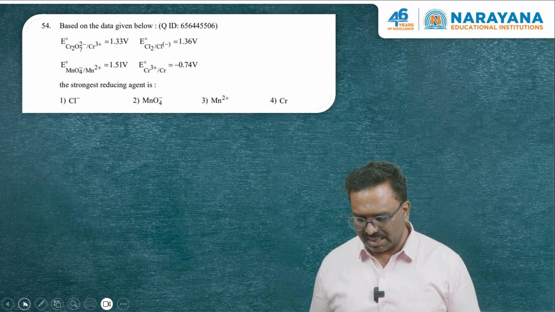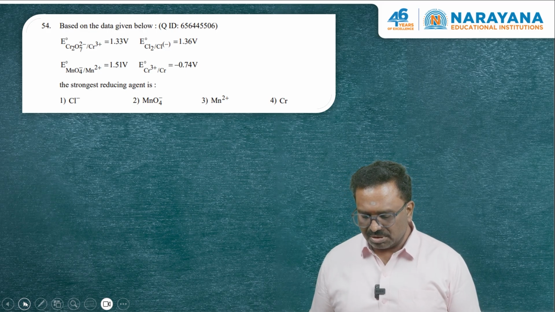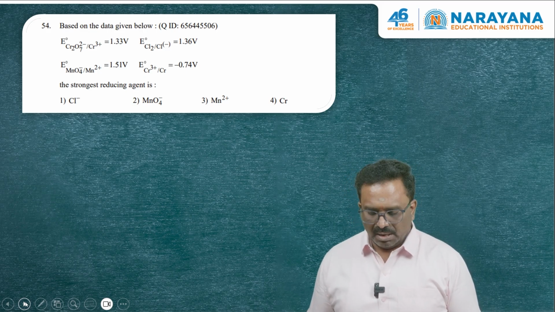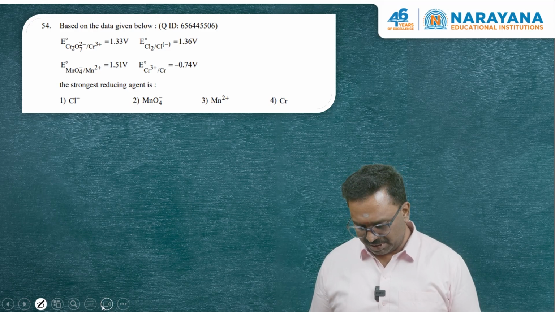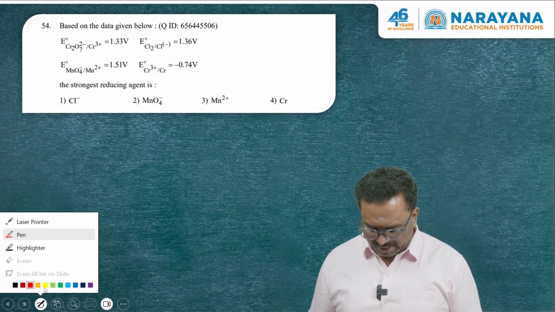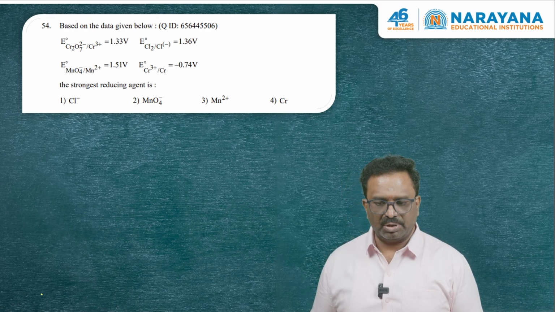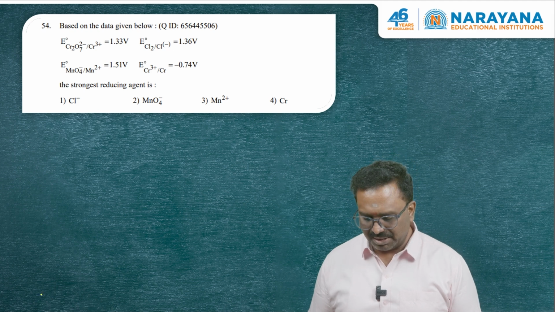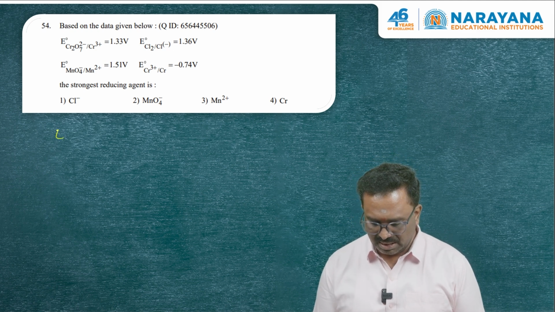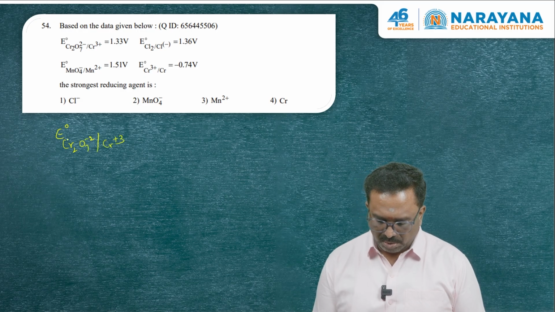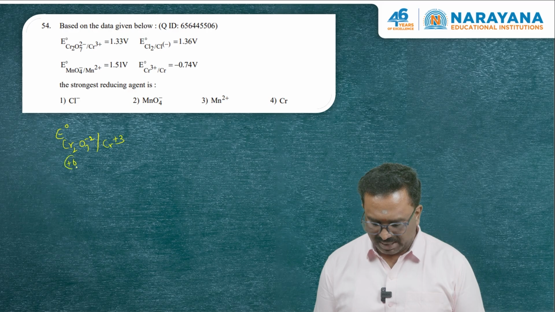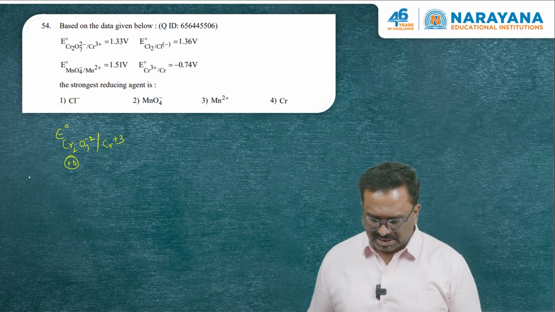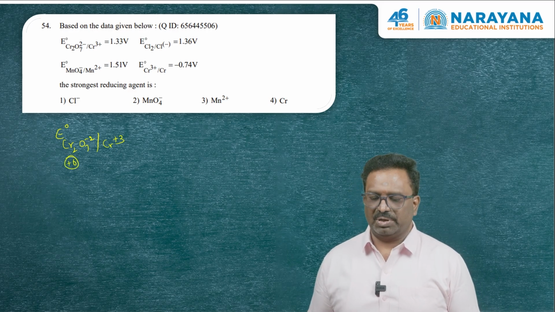Based on the data given below, the strongest reducing agent is. Here we have reduction potentials. How to identify whether the given is reduction potential or oxidation potential? Here you can see E naught of Cr2O7 2- to Cr3+. Chromium from +6 state is reduced into +3. That means given is reduction potential.